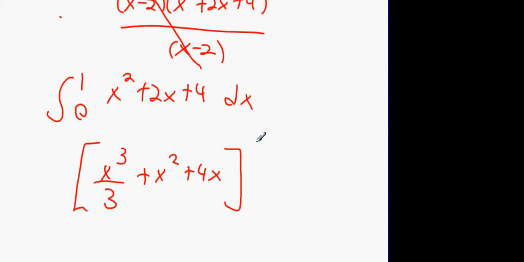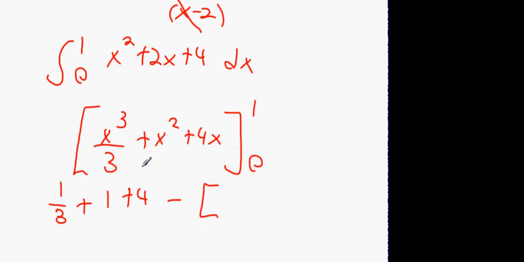And then we're going to get 1 and 0. Integrate, you're going to get 1/3 plus 1 squared, which is 1, plus 4 times 1, which is 4. What's going to happen to the second bracket, guys? If they're all zeros, what's going to happen? 0 plus 0 plus 0. So the answer is going to be, what's it going to be? 5 and 1/3, or 16 over 3. Okay, so look.